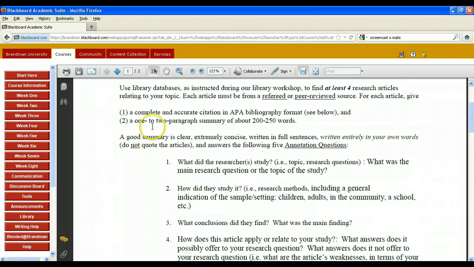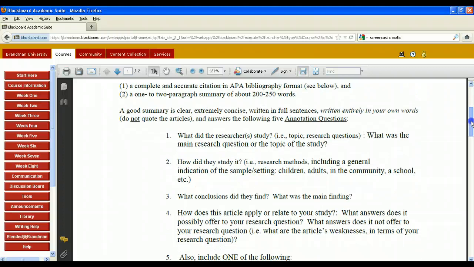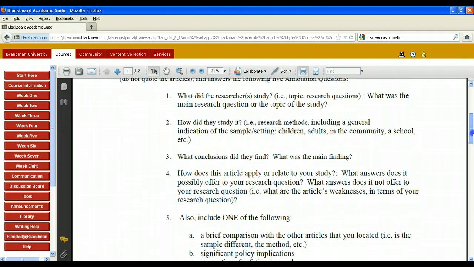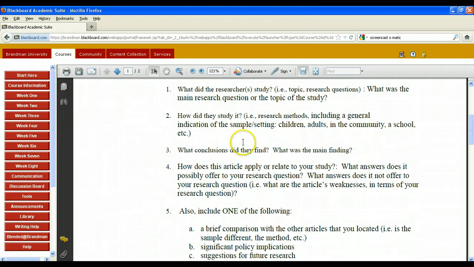And you are also giving a 1 to 2 paragraph summary of about 200 to 250 words on that article. So, what do you include in that 1 to 2 paragraph summary that is written entirely in your own words with no quotes from the article? What you are doing is answering the following 5 questions. You're telling us what the researchers studied, or what the main research question or topic of the study was. You're telling us how they studied it, what their research methods were.